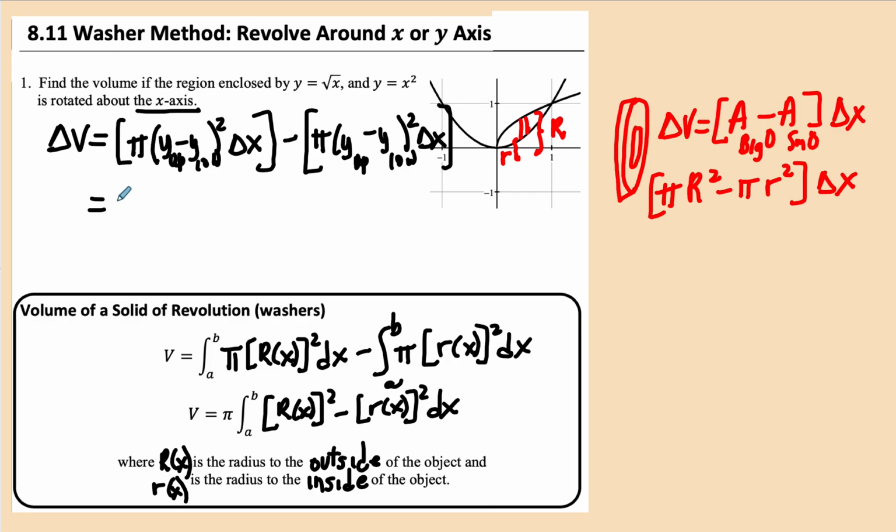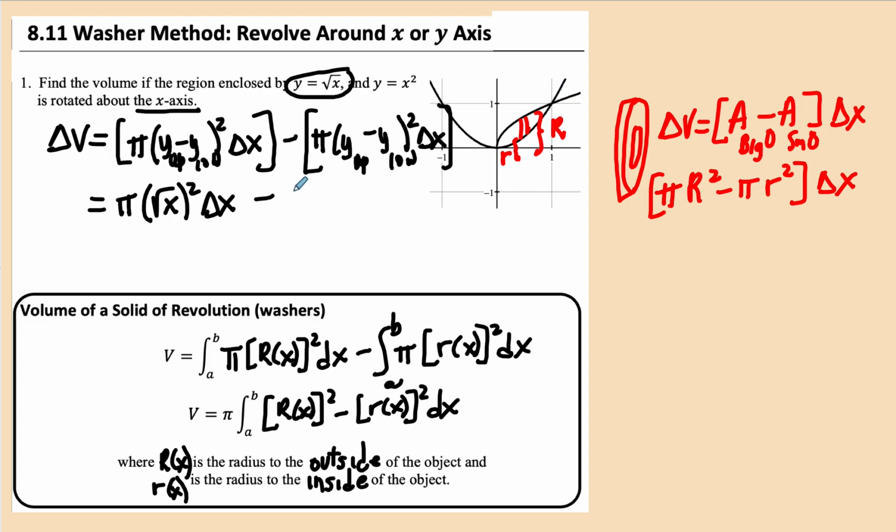So then now I'm going to have pi, and then y of the upper will be this upper value right here, the root x. And then that radius is y of the upper, and y of the lower is down here on the x-axis, a minus 0. I'm not going to bother to write it. And that's delta x. So this is going to be the volume when I'm working with the big radius.